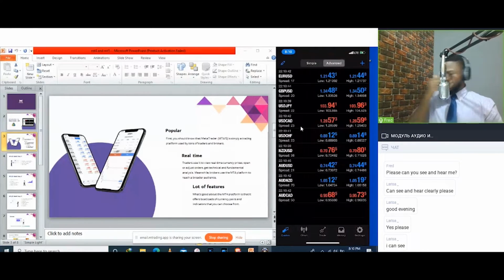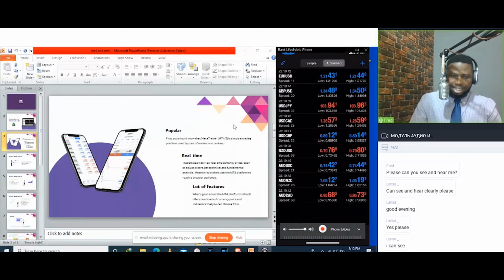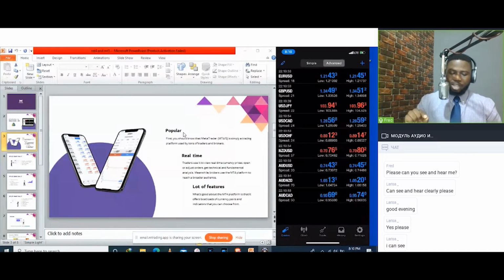So the MT4 platform is a very popular platform which a lot of traders use for their trades, and you can see the profits you are making or the losses you are making in real time, right? In the specific second you are trading, you can see how much money you are making or how much money you are losing. The MT4 and the MT5 platform also have a lot of features.